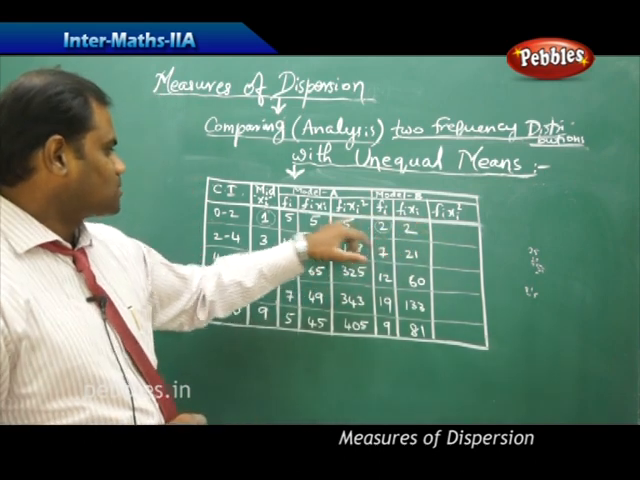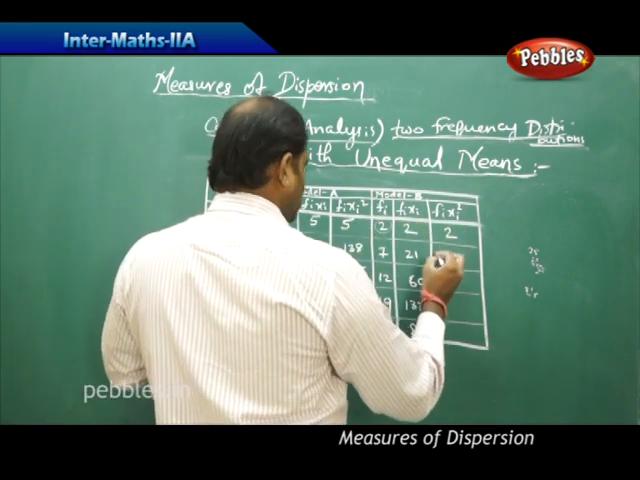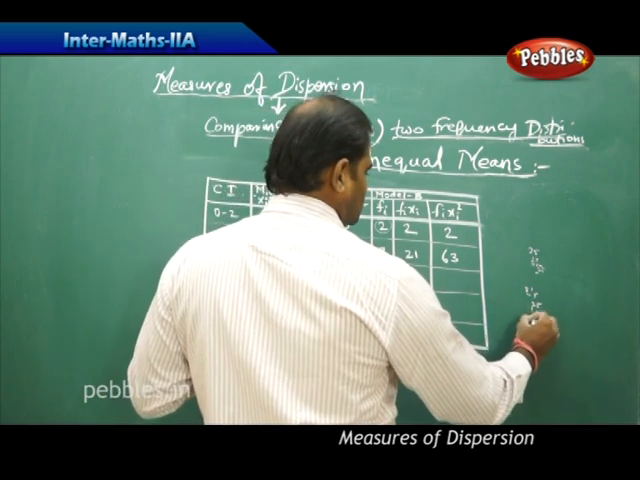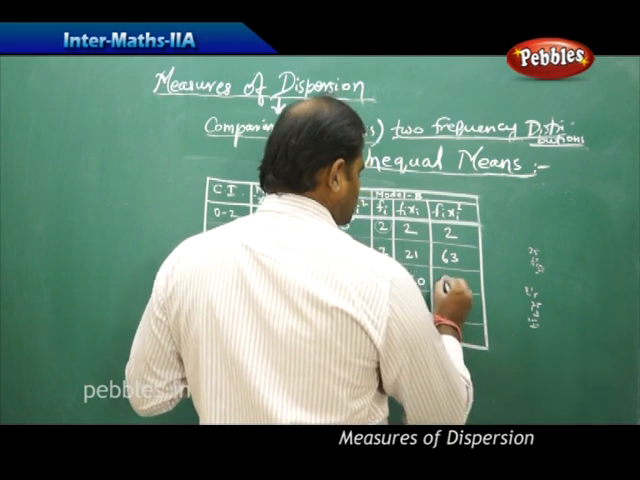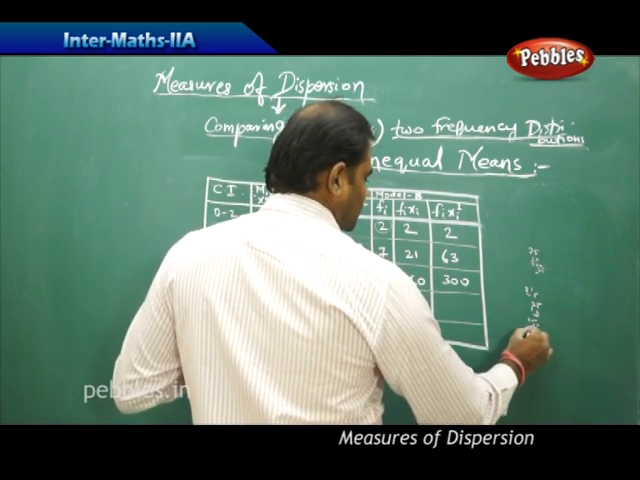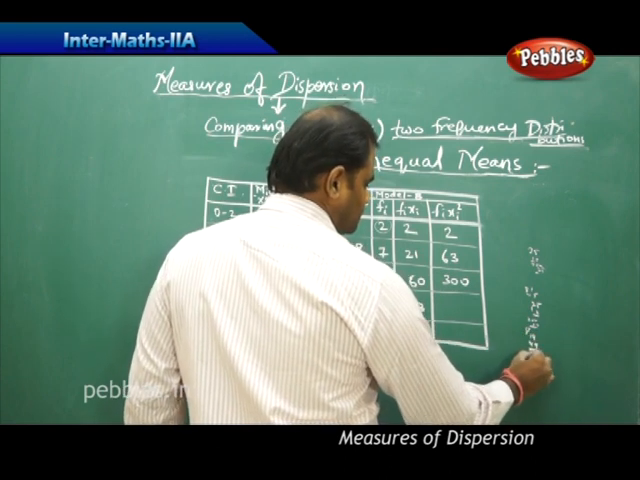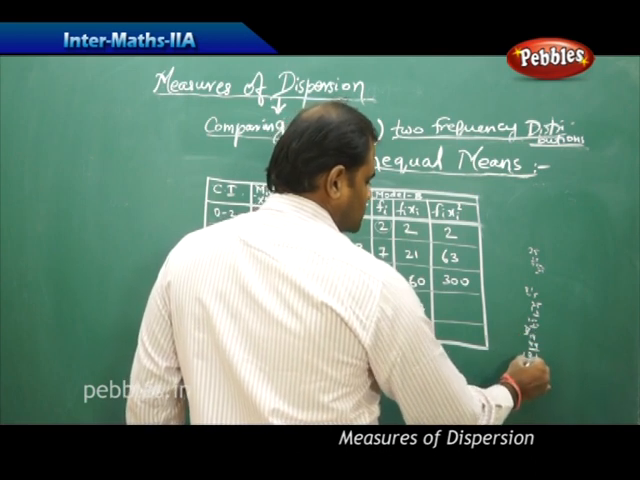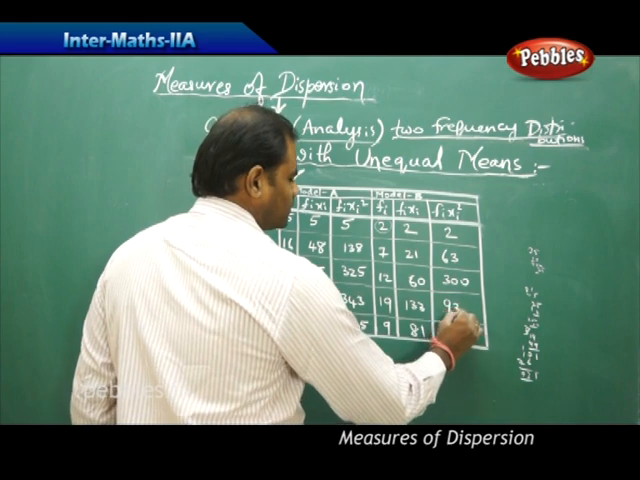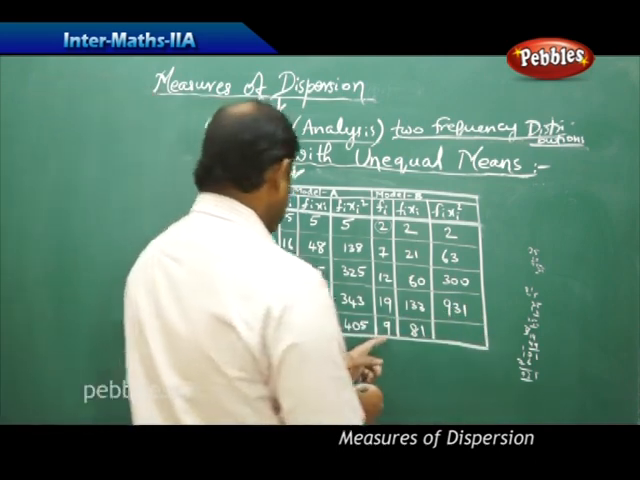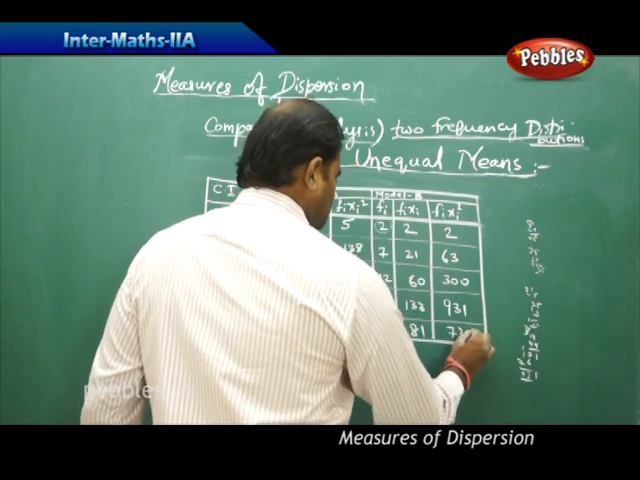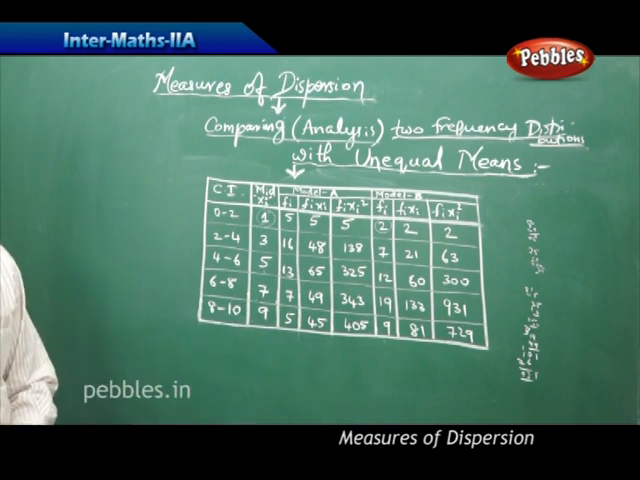Now again, squaring xi and then multiplying with fi: 1 square times 2 is 2, 7 times 9 is 63, 12 into 25 is 300, 19 times 49 is 931, and 9 times 81 is 729, which is obtained for the whole of the table.